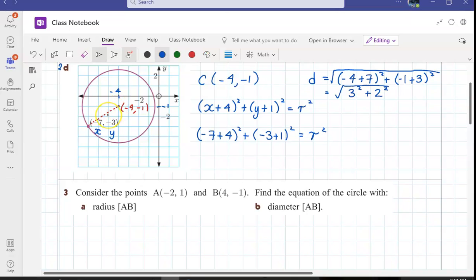People doing vectors, you'll appreciate, right? It's the same length all the way around from that point. Anyway, so we can now work out our radius. Huzzah! So that would be, what would that be? So we know that that's 3 squared plus 2 squared equals the radius squared.